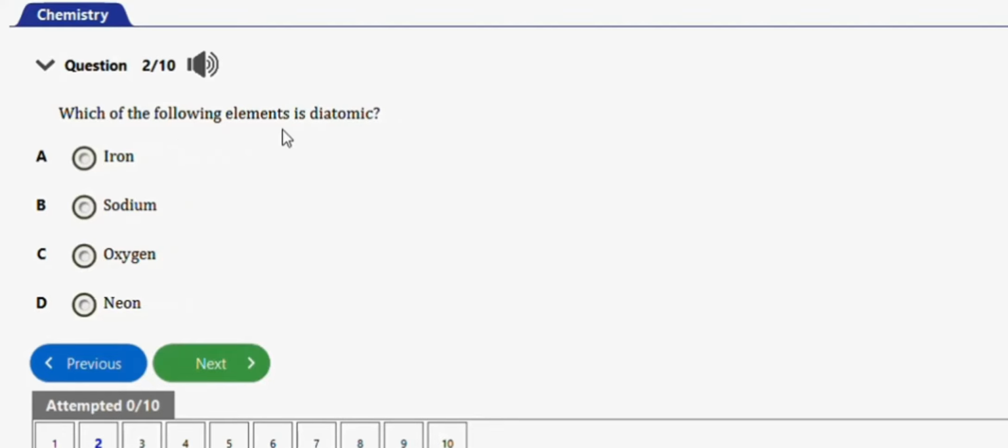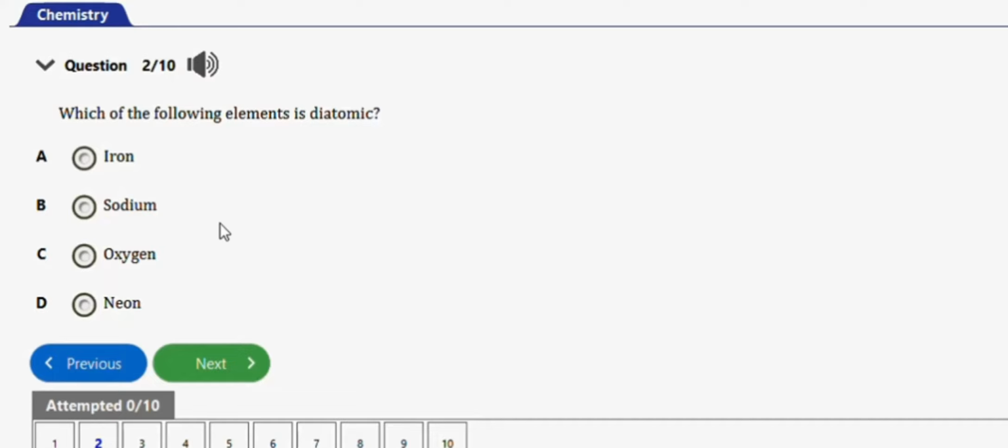It says, which of the following elements is diatomic? So the element that is diatomic here is oxygen. Alright, oxygen can exist as a molecule in form of oxygen gas, but there's nothing like sodium gas, there's nothing like iron gas. Neon is not diatomic. Alright, so the only diatomic element here is oxygen. So that's it for this question.